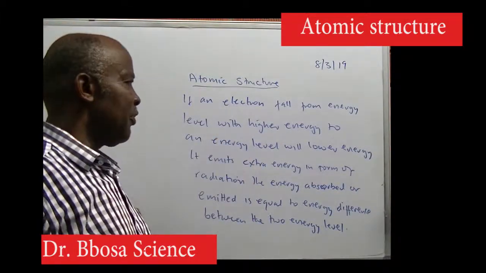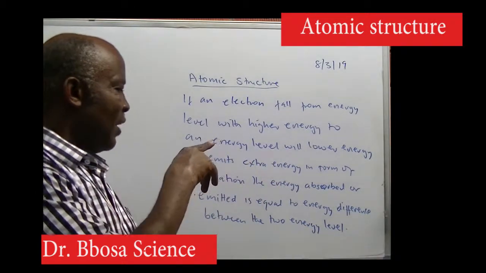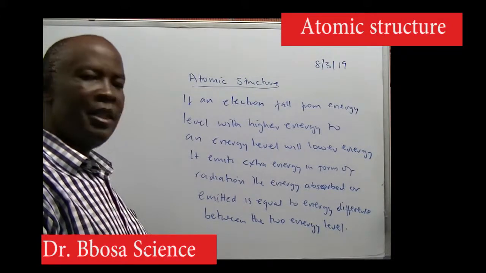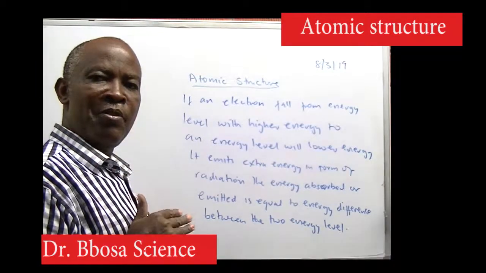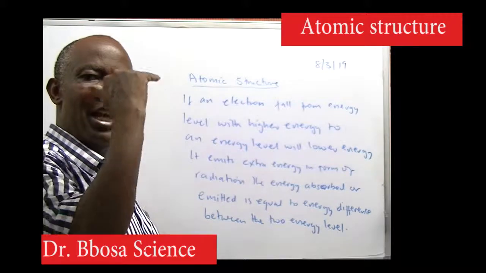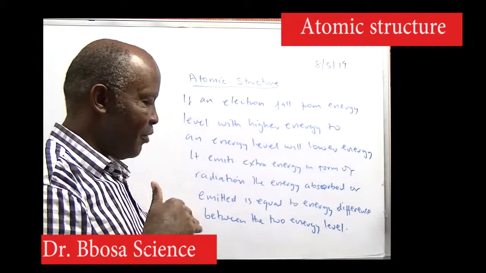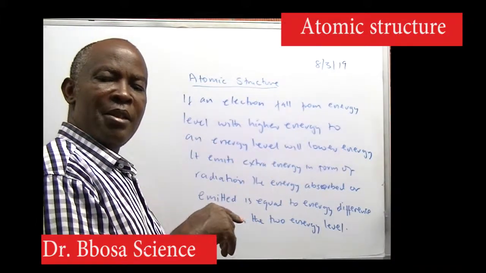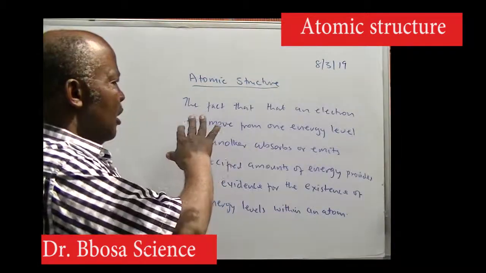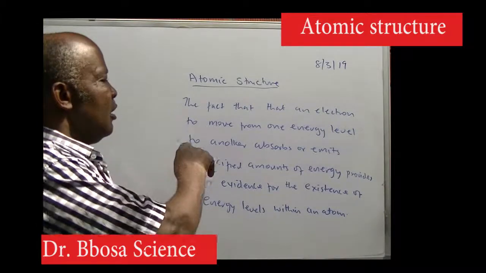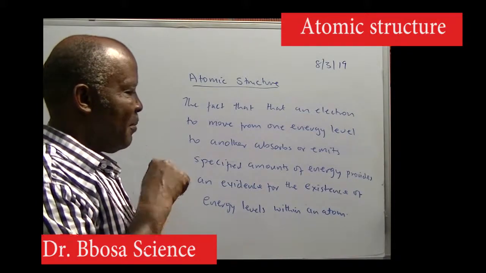If an electron falls from an energy level with higher energy to an energy level with lower energy, it emits the extra energy in the form of radiation. The energy absorbed by an electron to jump from one energy level to a higher energy level, or emitted to fall from a higher energy level to a lower energy level, is equal to the difference between the energies of the two energy levels. The fact that an electron moving from one energy level to another absorbs or emits a specified amount of energy provides evidence for the existence of energy levels within an atom.